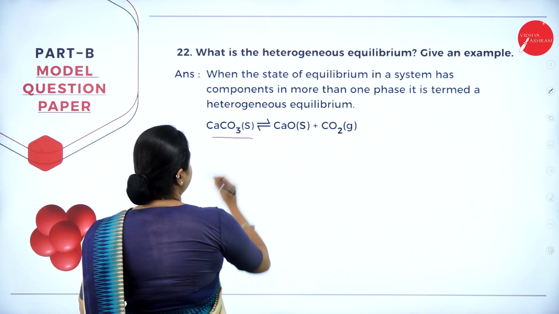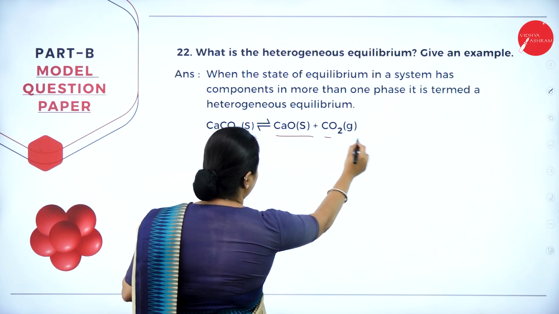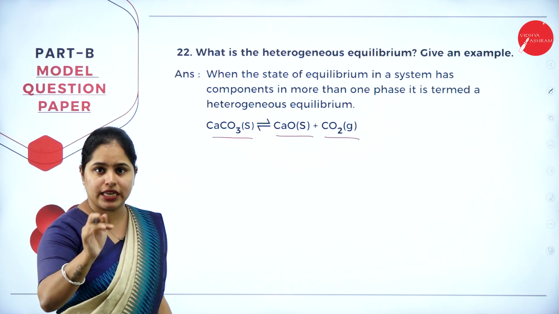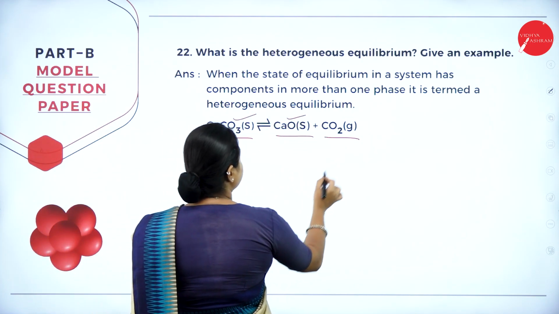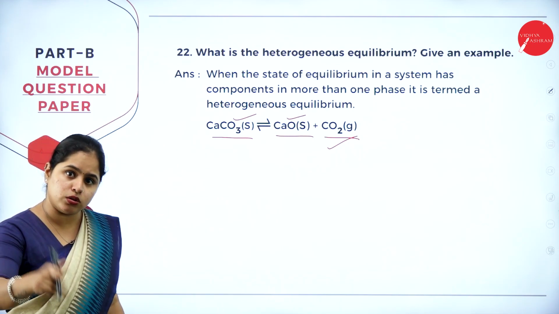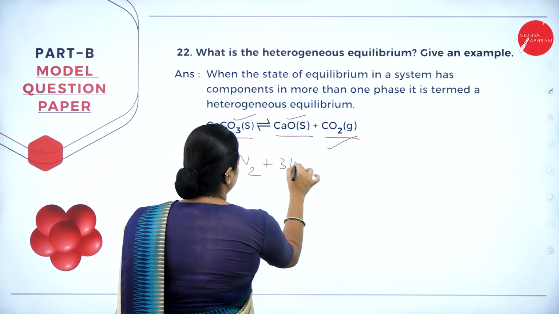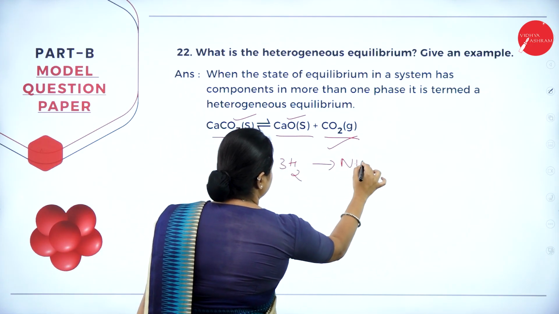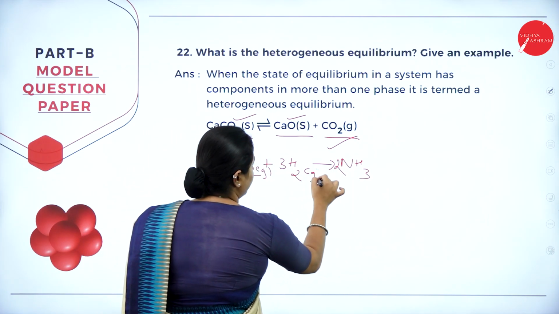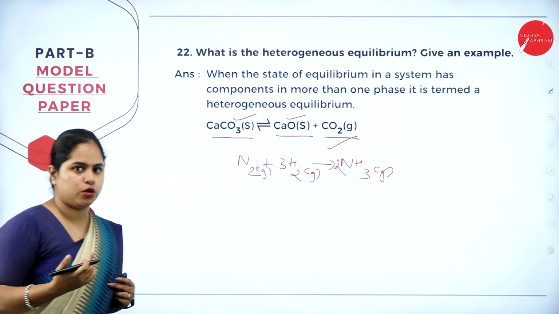Calcium carbonate, which is in solid phase, dissociates into calcium oxide and carbon dioxide. As you can see here, all the reactants and products are not in the same phase. These two are in solid phase, but carbon dioxide is in the gaseous phase. So this is an example of a heterogeneous equilibrium. For example, nitrogen and hydrogen combine to form ammonia. This is an example of a homogeneous equilibrium, because all of them are in gaseous phase. I hope you understood the difference between homogeneous and heterogeneous equilibrium.